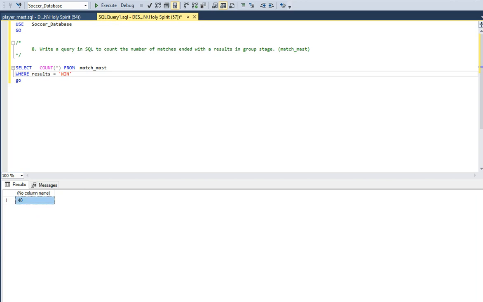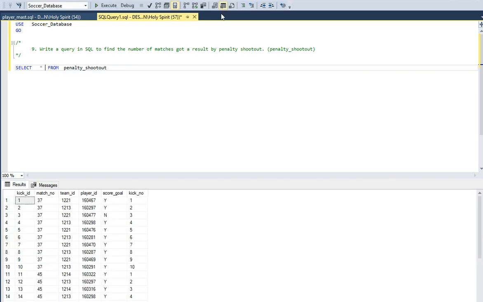Okay. And the next question is, write a query in SQL to find the number of matches got a result by penalty shootout. Penalty shootout table we need. Copy, Control V, paste it. I know this one. Yeah, now you know I'm using Windows. Here we go. Penalty shootout. Write a query to find the number of matches got a result.